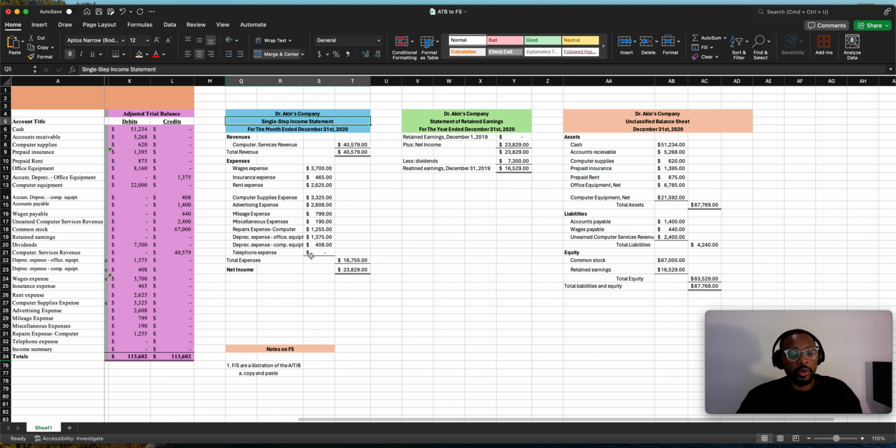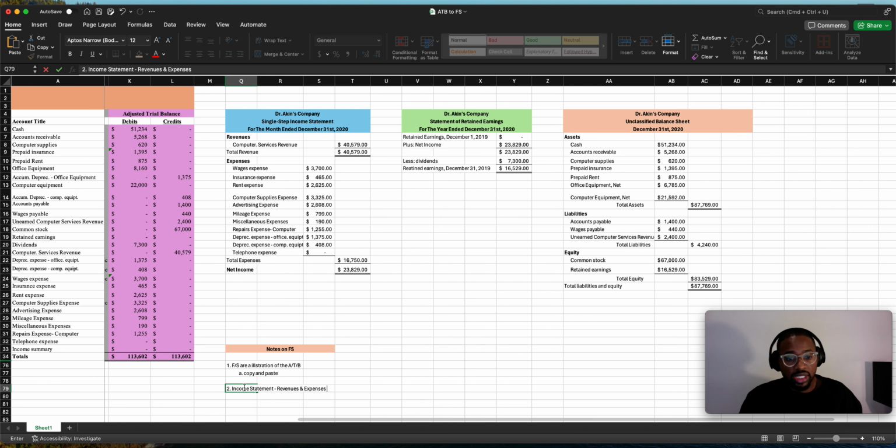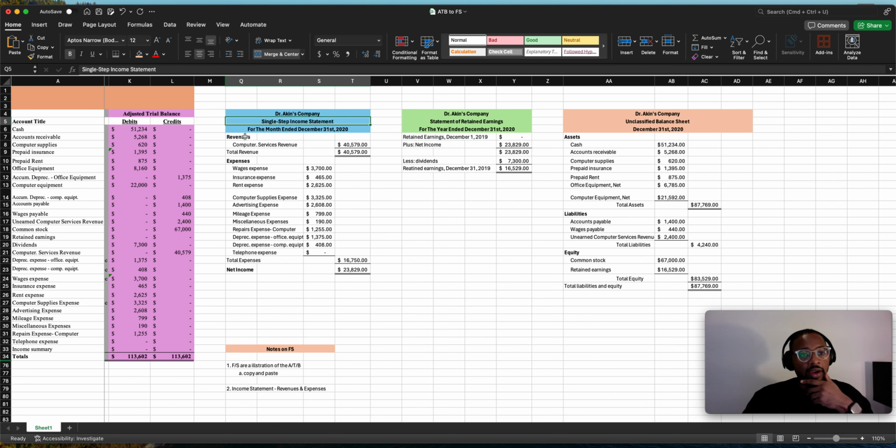Now, for the income statement, what you need to know is that it's really just looking at two things. If I were to put it here, let's put some more notes. The income statement focuses on revenues and expenses. That's really it. So you really only have 3 sections. Oh, before I get into all of that, let me backtrack a little bit. I went a little bit ahead of myself.